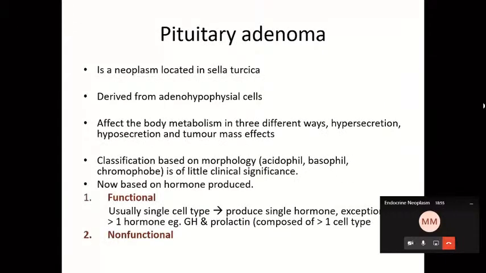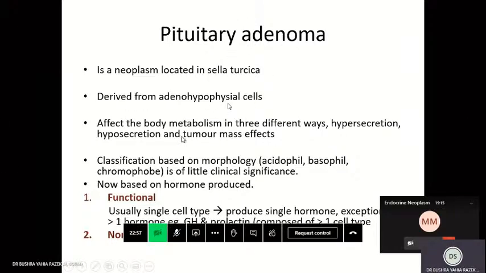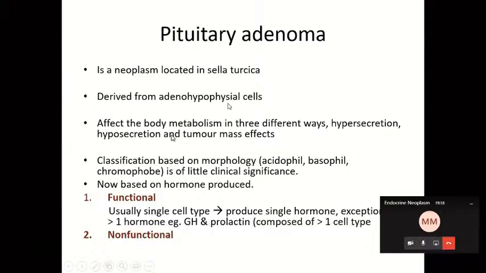Yeah, remember. Okay, so pituitary adenoma, usually the location is in the sella turcica, and it is derived from adenohypophyseal cells. Okay, it affects body metabolism in different ways. Usually, the importance of pituitary adenoma is the hypersecretion, and also mass effect. So pituitary adenoma acts either by hypersecretion or by mass effect.